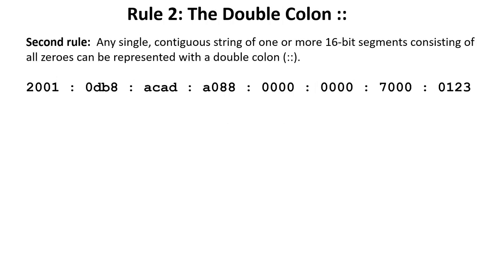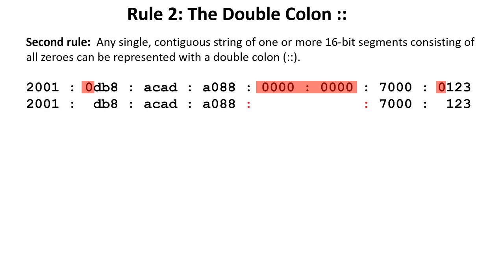The second rule can be used to further reduce the representation of an IPv6 address. Any single contiguous string of 1 or more 16-bit segments consisting of all zeros can be represented with a double colon. In our first example, we begin by using the first rule to omit leading zeros. Then the second rule is applied, which shows 2 contiguous all-zero hextets. Applying both of these rules gives us the following compressed address. We are using spaces to better demonstrate the differences. Here's what the address would actually look like.